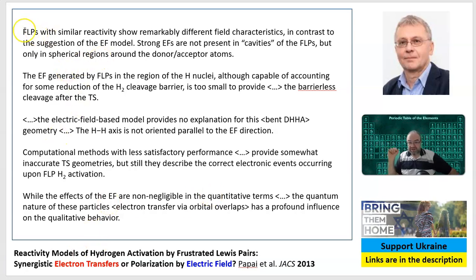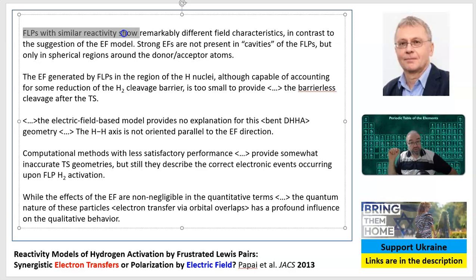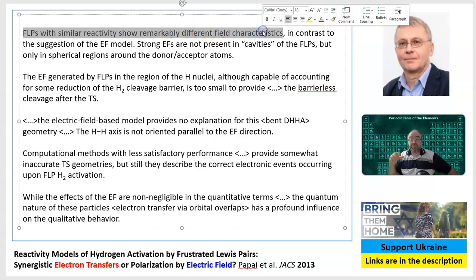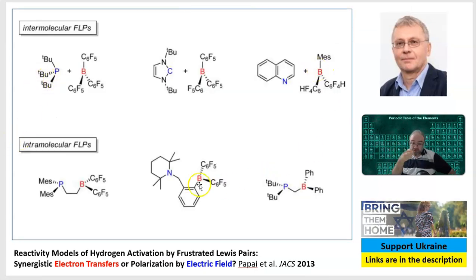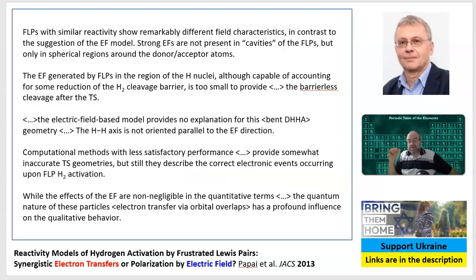That they write here: FLPs with similar reactivity show remarkably different field characteristics. Yeah, so they discover that all of those pairs do react with hydrogen. Some of them are supposed to have completely different electric fields between the acid and the base, because of different polarization, different nature of the groups, blah blah blah. They do all those calculations. However, despite those different field characteristics, they still show similar reactivity, in contrast to the suggestion of the electric field model.